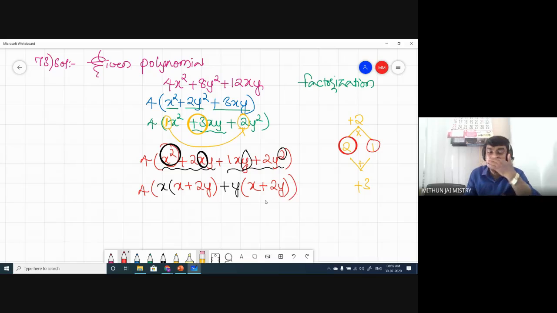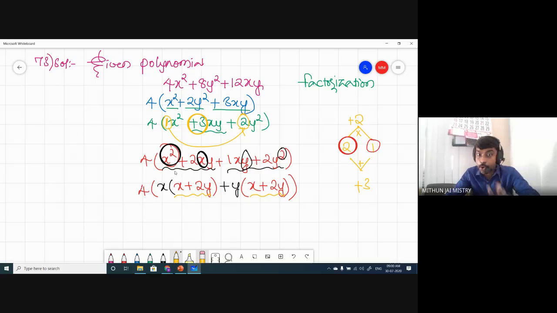Then I go in a bracket. Now observe, children. Here I got x plus 2y common. Here also I got x plus 2y as common. Am I clear to you? So whatever I said, we got the same thing. Here I said that we are writing this plus 3xy as plus 2xy plus 1xy, so that we can get something common from the first two terms and the same thing common from the next two terms. And I got that.